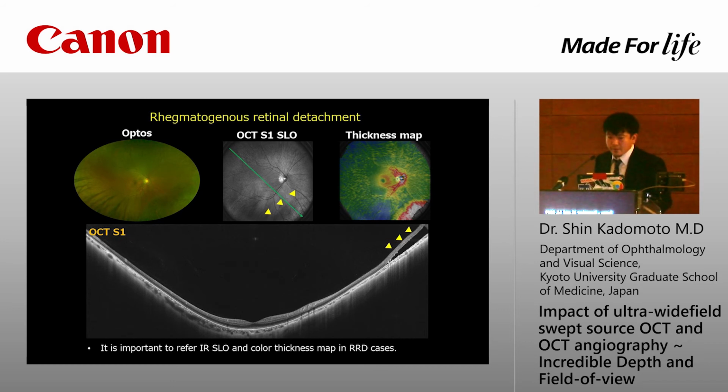As I mentioned before in the ocular tumor section, an abnormal thickness area at the peripheral retina should be rescanned with OCT, because it could be an ocular tumor or retinal detachment.